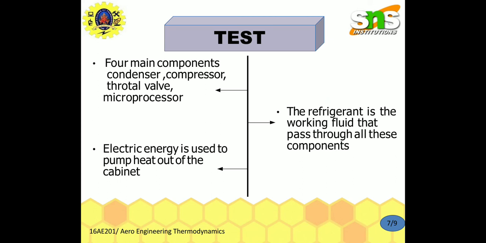The four main components are connected, and electrical energy is used to pump heat out of the cabinet. The refrigerant is the working fluid that passes through all the components. If the working fluid undergoes no phase change, the cycle is called a gas cycle.